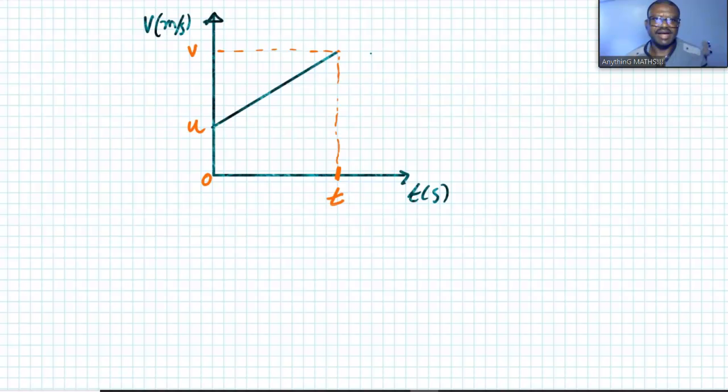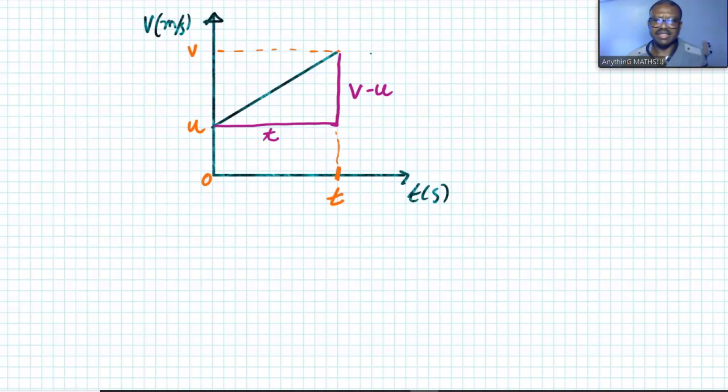We also want to find the gradient of this graph. In order to do that, we can construct a triangle. The change in velocity is v minus u according to the graph, and the change in time is t, because t minus 0 will be t. The question though is, what is the gradient? How do you define the gradient?